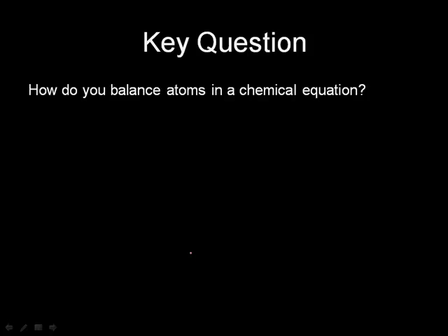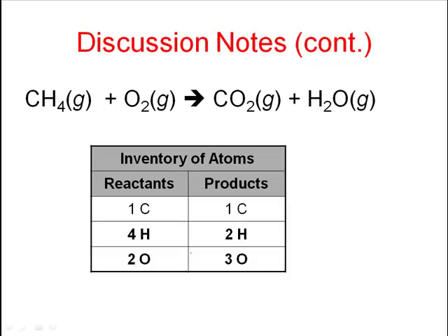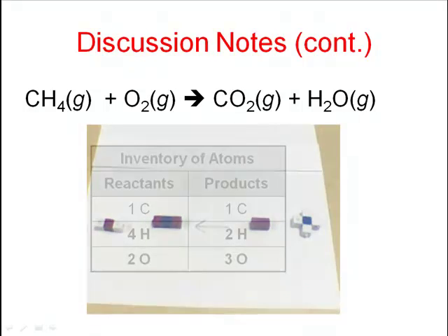So we're going to look at how we can balance atoms in a chemical equation. To do this, we need to know a balanced chemical equation is one that shows the true mathematical relationship between the reactants and the products in a chemical reaction.